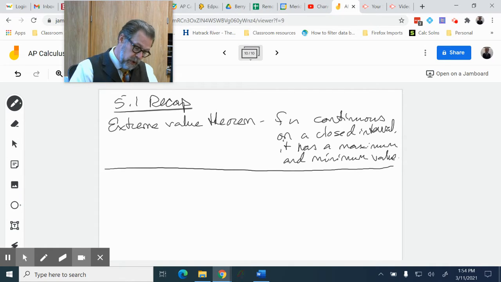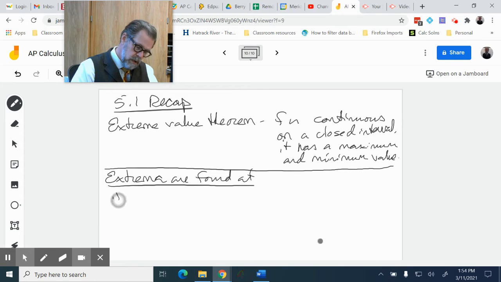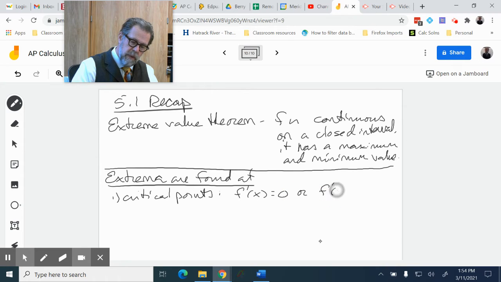Where do we find extrema? Extrema are found at one, critical points. f prime of x equal to 0, or f prime of x does not exist. Note, not all critical points are extrema, so it's important that you test them.